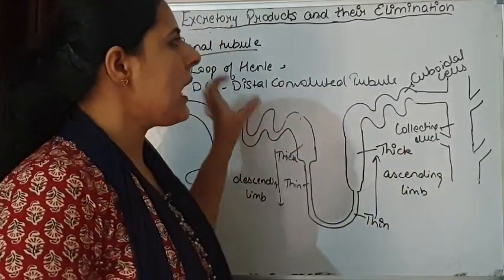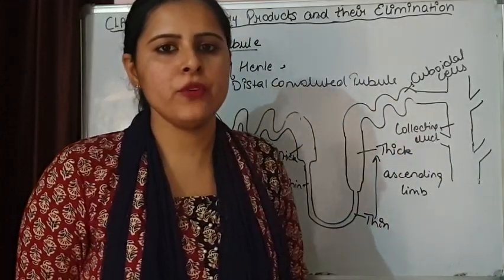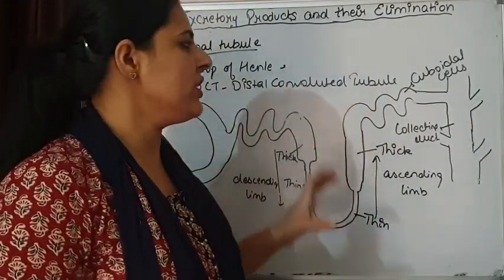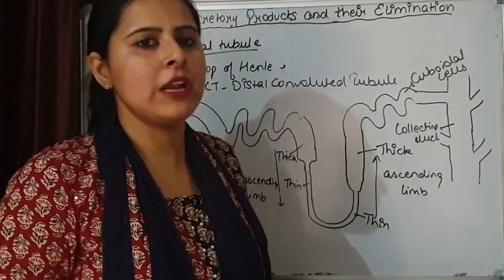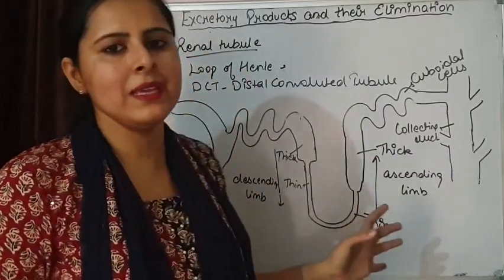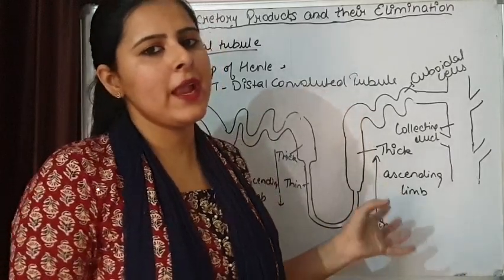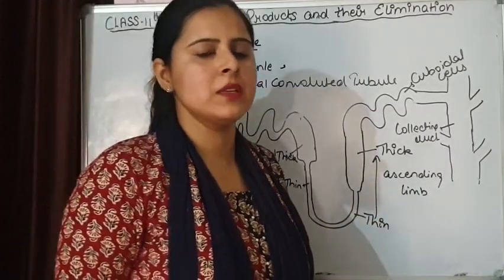Tomorrow we will see the complete structure of the nephron, and we will label each and every part of the nephron, and we will discuss how blood supply is coming to these nephrons and how blood is getting out from these nephrons.